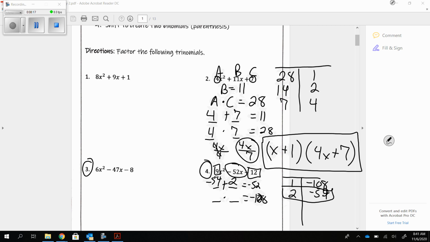So we know those are our factors, and then you just work through it. So make sure you take your time, find the factors. Sometimes if they're negative, it might be tricky, but just work through it, all right?